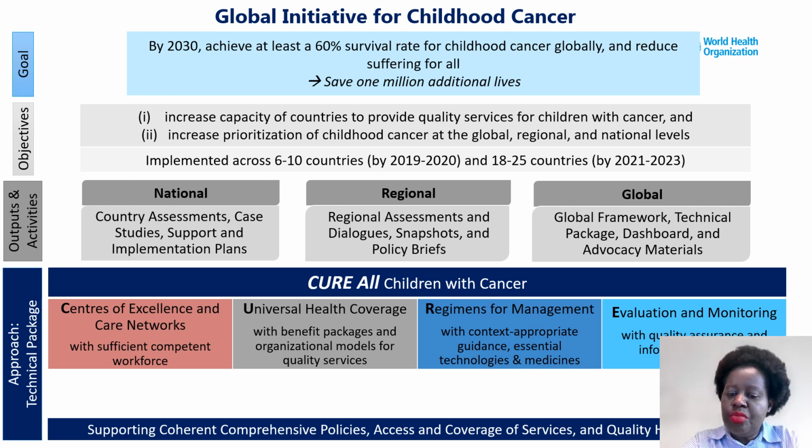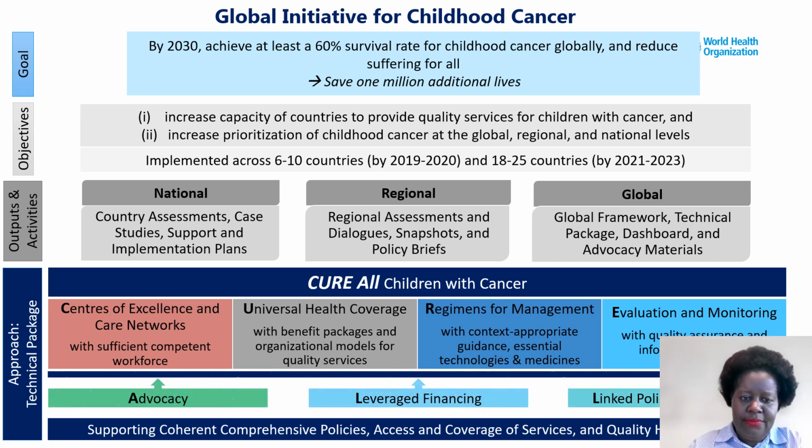One of the things that we have been lacking as a region is having data. So evaluation and monitoring with quality assurance and information system is key in the GICC. And the enablers for it are advocacy, leveraged financing, and also policy and governance. We have seen examples of where this has been very well implemented.